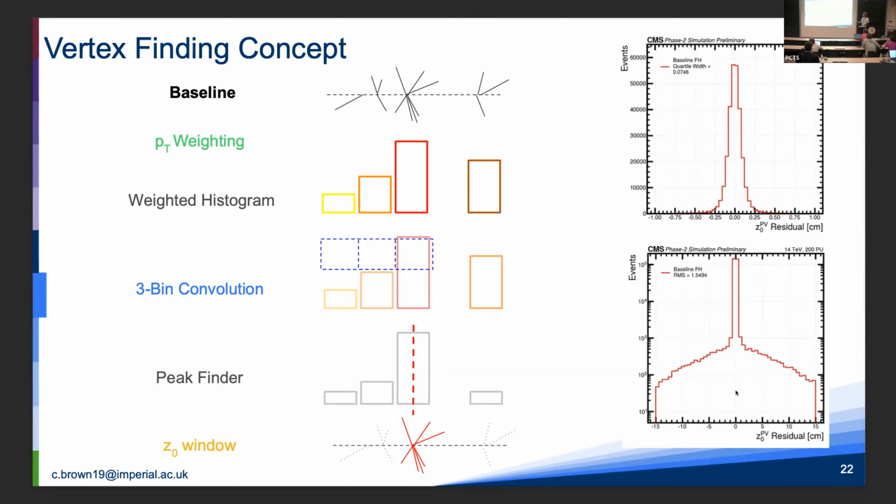These plots show you the vertex finding performance for our baseline approach. In the core of the residual, we're dominated by the Z0 resolution of our tracks, which makes a lot of sense. But in the tails, we see quite long tails going all the way out to -15 and 15 centimeters. The reason for this is that we have high PT fake clusters that appear along our distribution. These high PT fakes appear like fake vertices, and so we need some way of reducing that down.